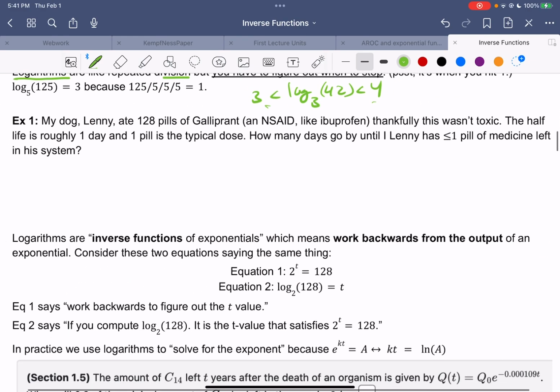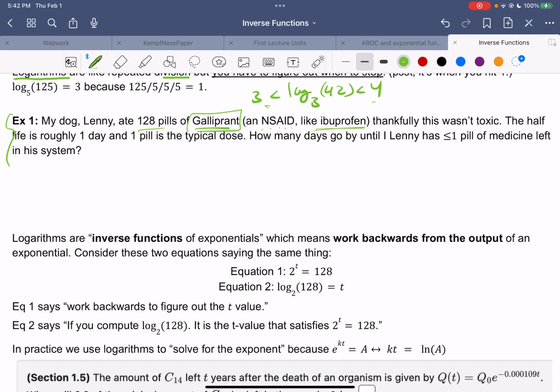Okay, so my dog Lenny, he has hip arthritis, and one day I came home and he ate his entire bottle of Galliprant, which is a doggy NSAID, which stands for non-steroidal anti-inflammatory drug. Ibuprofen is a human NSAID. Do not have 128 pills of ibuprofen. You will die. That'll be liver failure. But shockingly, Galliprant is not that toxic to the liver. And it costs $85 to talk to animal poison control. Other fun fact, because this is a real story, except in real life it was about 90 pills, but whatever.